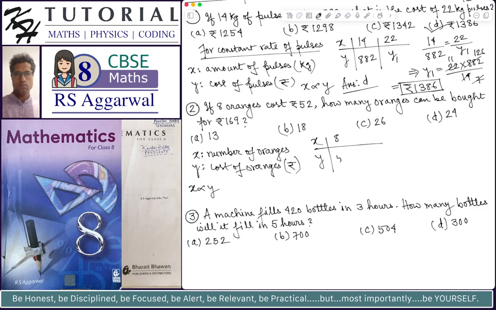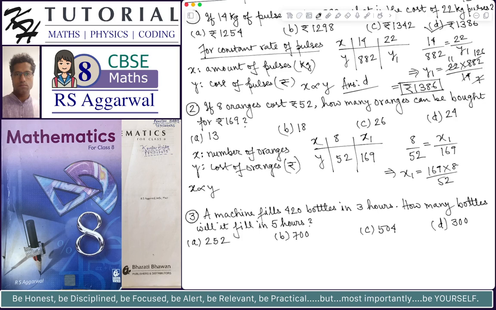So 8, 52, and then it is asking how many oranges can be bought for rupees 169. So let's say X1 oranges can be bought for rupees 169. So we apply the formula for two quantities X and Y to be directly proportional, that is, the ratio will be constant. So X by Y is constant, so we will have 8 by 52 is equal to X1 by 169. This implies X1 is equal to 169 multiplied by 8 divided by 52.